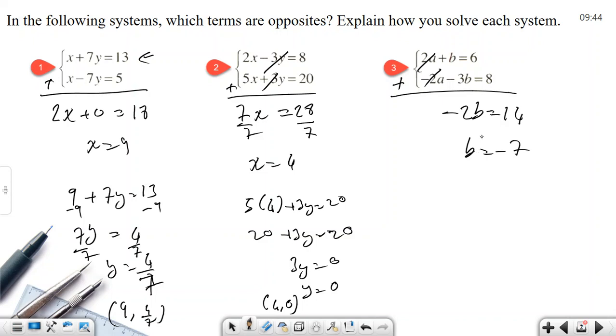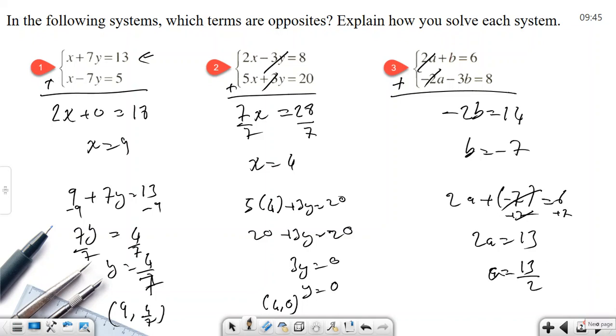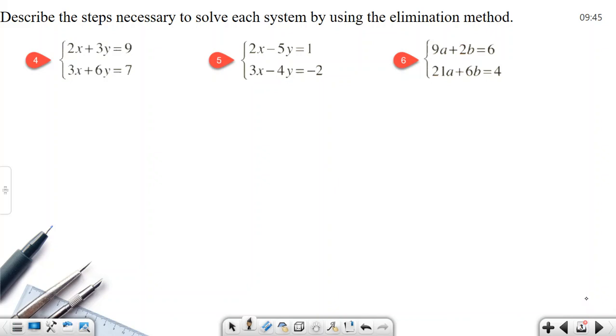After finding the value of b, you can use this b in the first equation, because there is no coefficient on b. 2a plus 7, minus 7, equals 6. The plus 7 and minus 7 cancel each other. 2a equals 13, so a equals 13 over 2. So a equals 13 over 2 and b equals negative 7. That's how we use the elimination method.